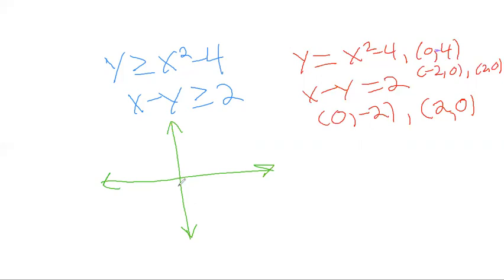So I plot the y-intercept. This would be the point 0, -4. And then the x-intercepts are -2, 0, and 2, 0. Now, this is a parabola, and since there's an equals here, and equal underneath, it's solid.